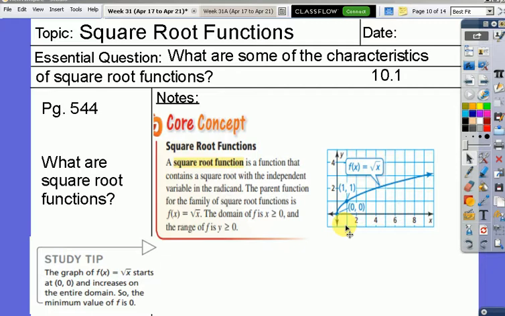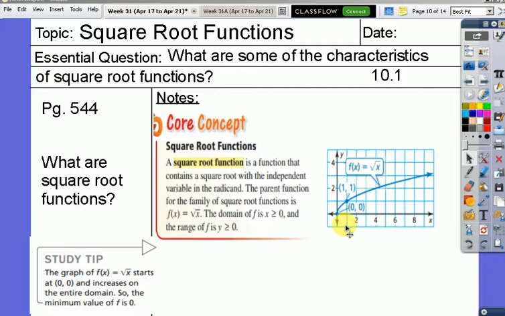So now that we've seen how to solve square root functions and how to simplify square roots, we're going to look at what their graphs look like, because we can graph these because these are functions. So what is a square root function? It's a function that contains a square root, obviously, as per the name, with the independent variable in the radicand. Remember, independent being your x, dependent being your y.